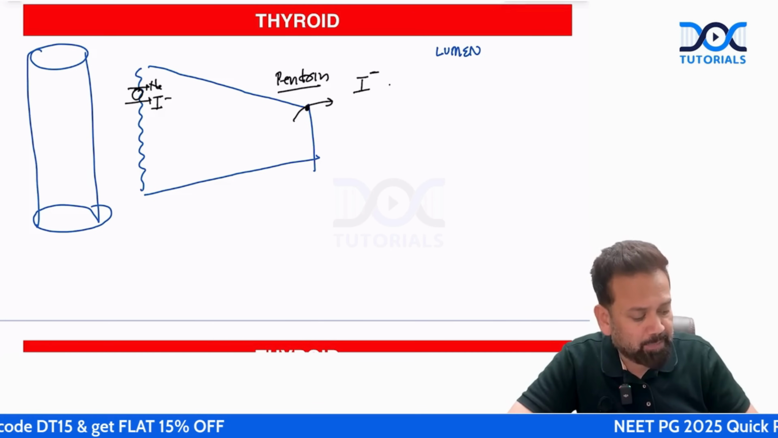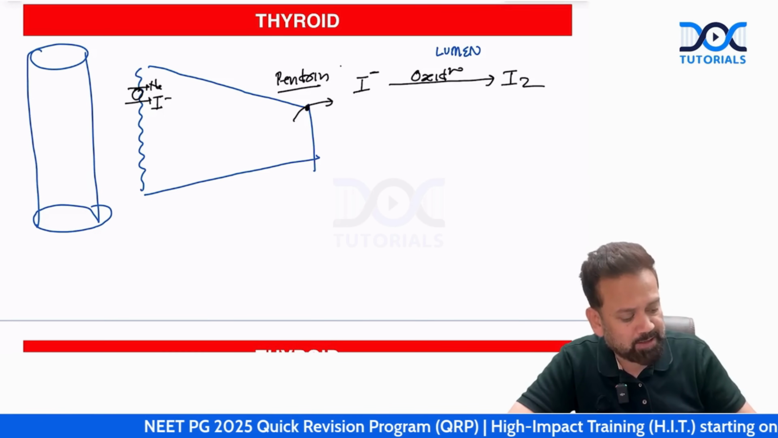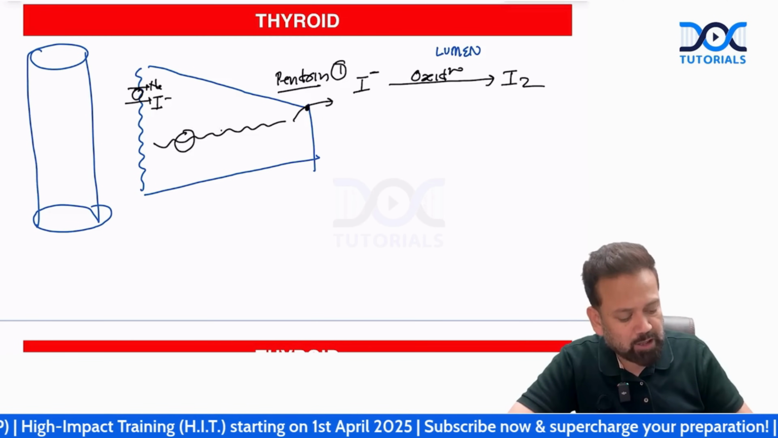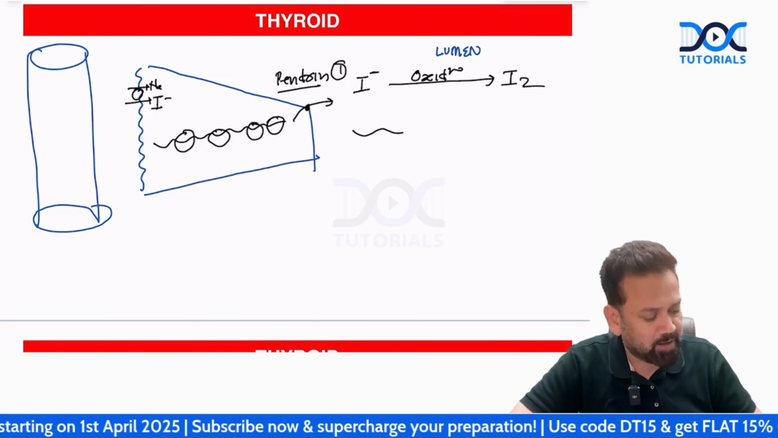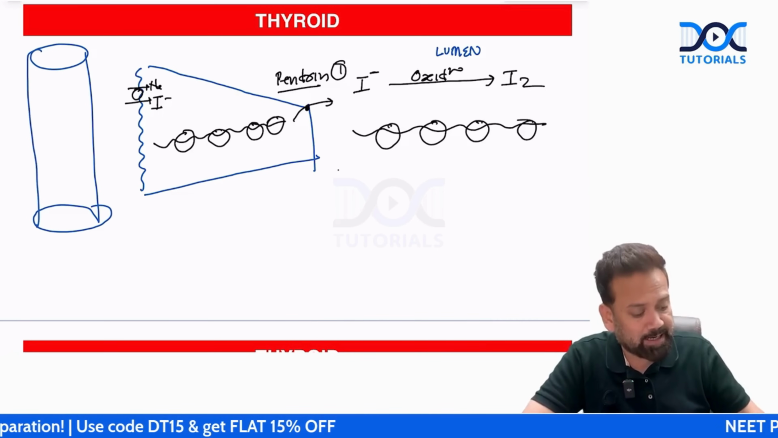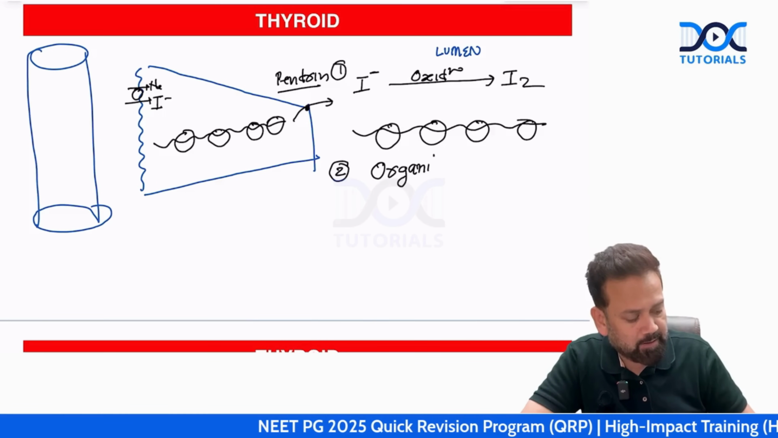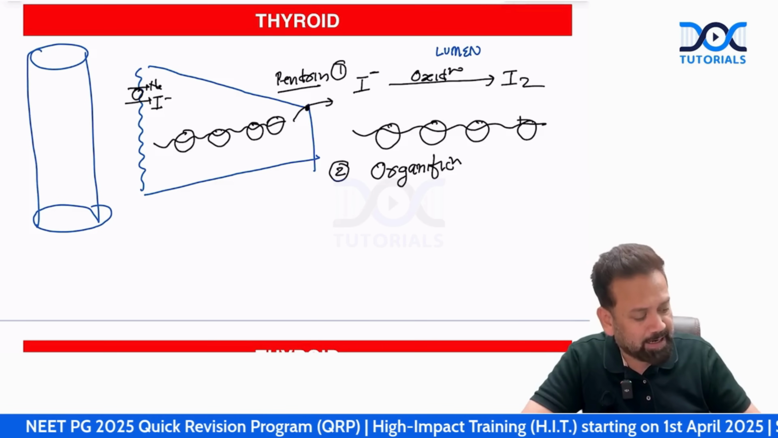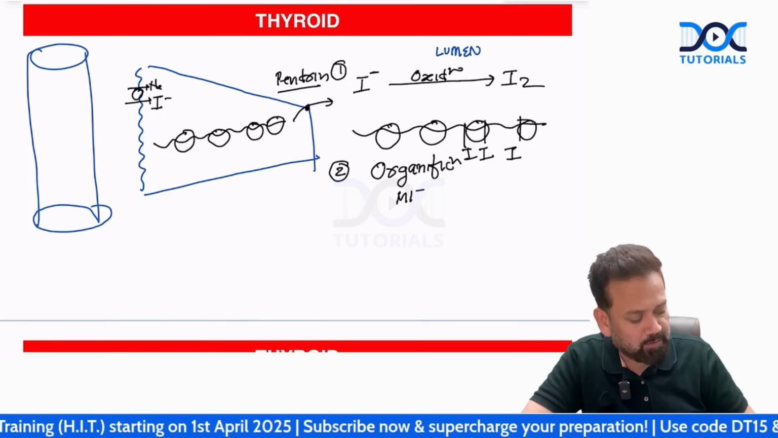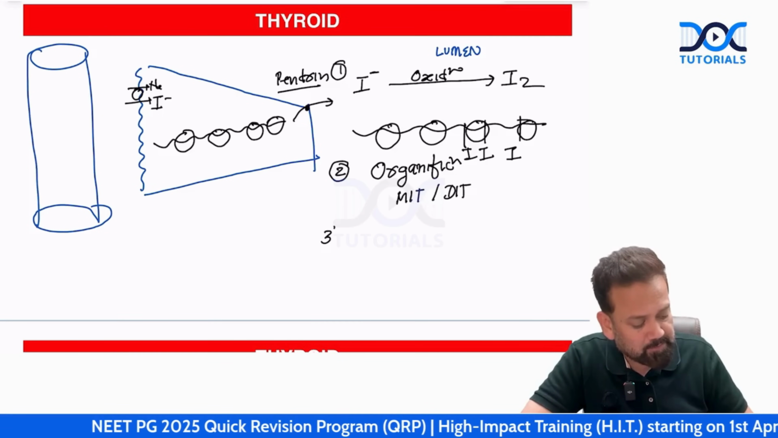Now iodide will be oxidized into iodine. Number one reaction, oxidation of iodide into iodine. Now second, inside the thyroid follicle we have thyroglobulin. So now there will be organification of thyroglobulin. The second reaction is organification. So iodide will attach like this, either single or double. Now it can convert into monoiodotyrosine and diiodotyrosine, MIT and DIT. Organification. Third is called coupling.